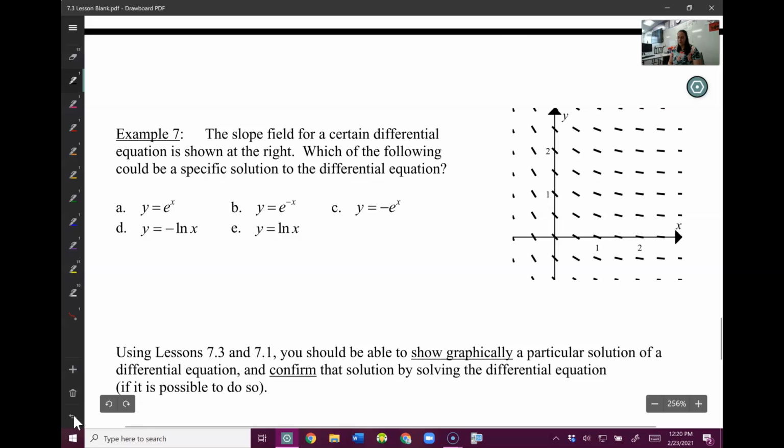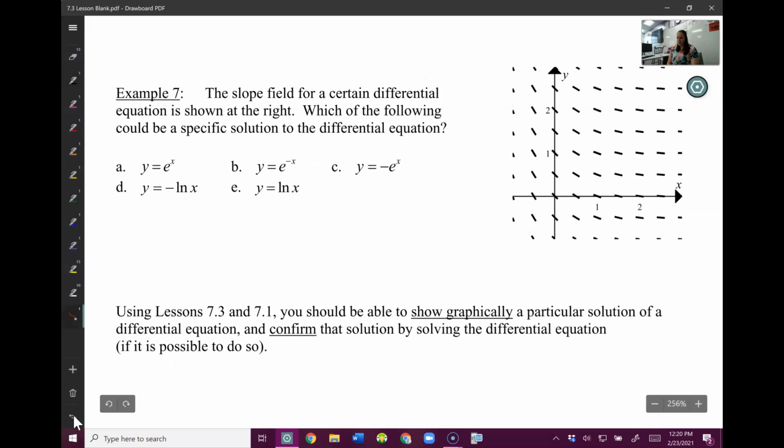The second common multiple choice question is it shows you a slope field and it says which of the following could be the solution. So for this kind of problem, we're going to look at this and sketch. It looks like our solution equation should have a shape that looks like this. And now you need to know your parent graphs.